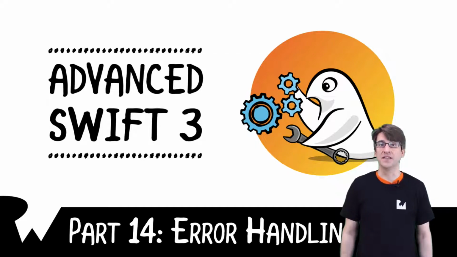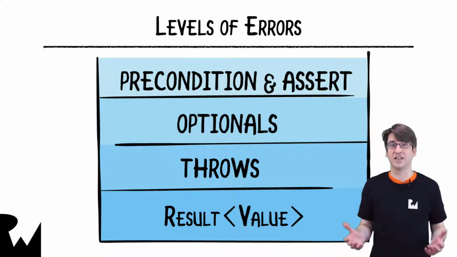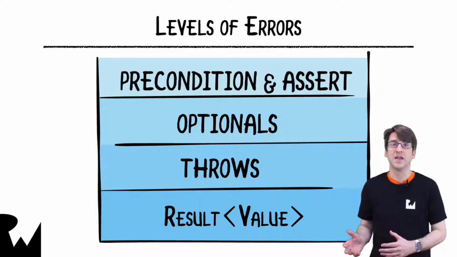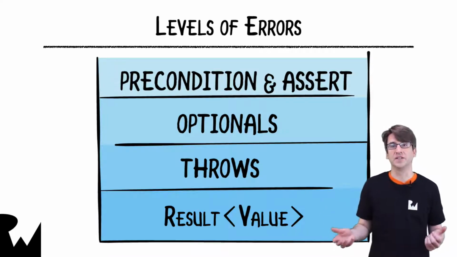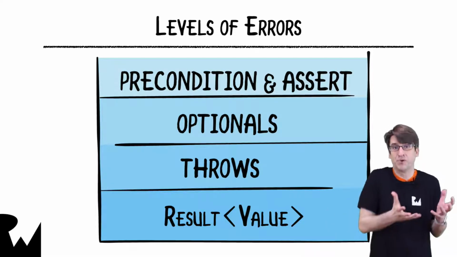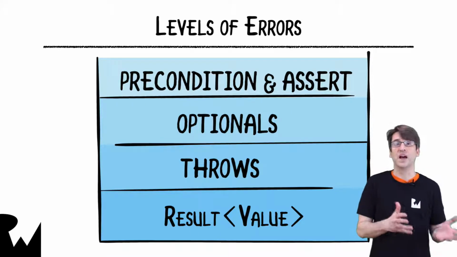I'm Ray Fix. In this video, we'll be talking about error handling. There are several ways of handling errors. You can use precondition and assert to handle logic errors in your code. This is when the logic is actually incorrect. A precondition will fire or an assert will fire. The difference between these two is assert gets removed from release builds and precondition is always in your build unless you do an unchecked build.